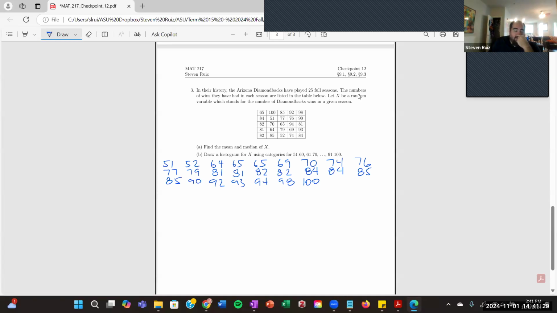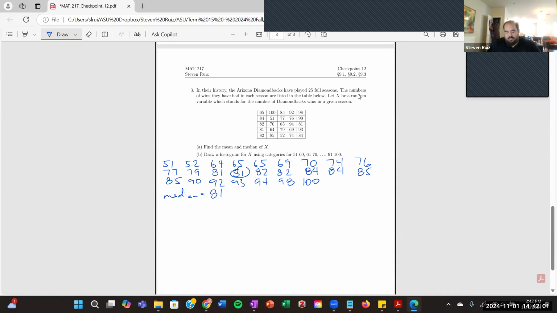So what's the midpoint going to be? The midpoint is going to be of 1 and 25. 1 plus 25 is 26. 26 divided by 2 is 13. So the 13th element here will be the median. So 1, 2, 3, 4, 5, 6, 7, 8, 9, 10, 11, 12, 13. So the median is 81. Okay.